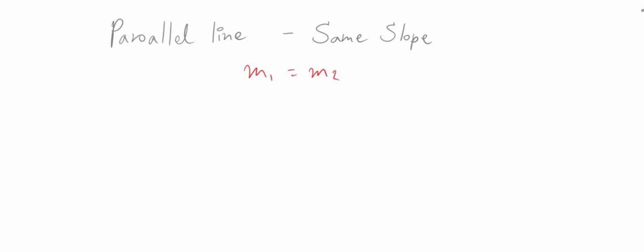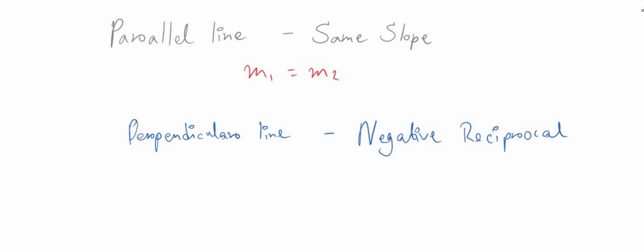Alright, we also need to keep in mind that for parallel lines, there is the same slope. So m1 is equals to m2. But for perpendicular lines, it is negative reciprocal. So the formula for this is m1 times m2 is equals to -1.